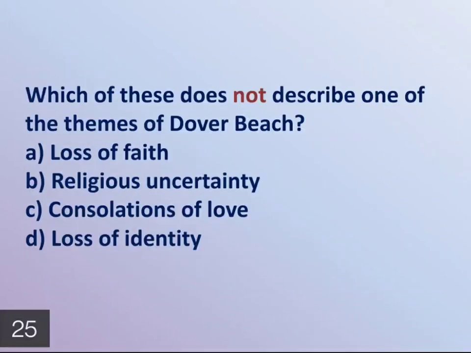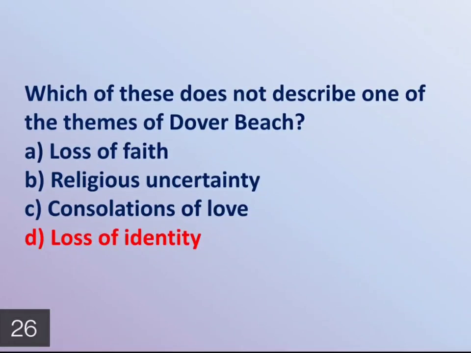Which of these does not describe one of the themes of Dover Beach? Does not, that is the main word. So loss of faith, religious uncertainty, consolations of love, loss of identity. Dover Beach is mainly about the decline in Christianity, the receding of faith, so loss of faith, religious uncertainty, there is doubt all around, and consolations of love. Love can be uplifting in such a time of despair. So the loss of identity is not a theme in that poem.